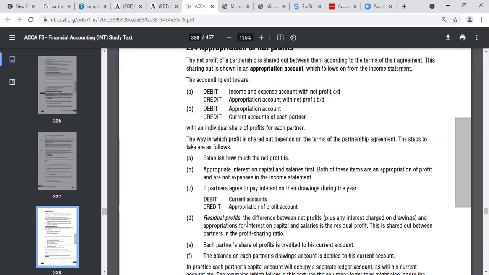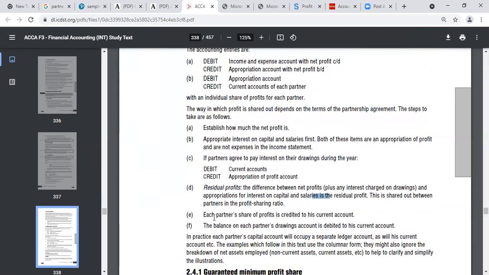So once we have done that, the next step is to get the residual profits. These residual profits are basically the difference between the net profits after you've added interest that is charged on drawings. Remember, interest charged on drawings is a benefit to the company, so it increases the profit that you've brought to the appropriation account. Then you go less the interest on capital and the salaries, and then you're able to get the residual profits. After that, we share the profits between the partners, and then we go on to balance off the drawings account as well as the current account.